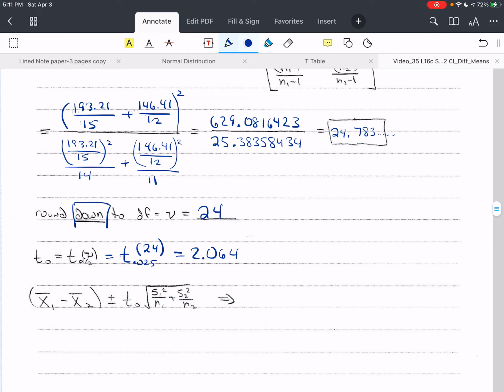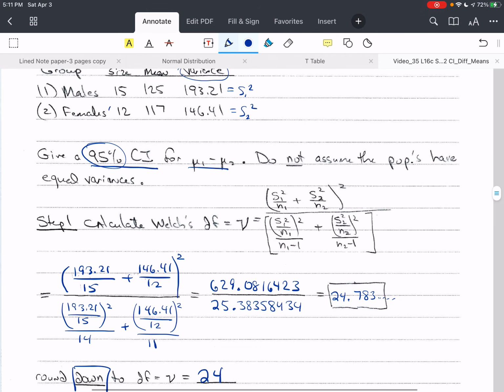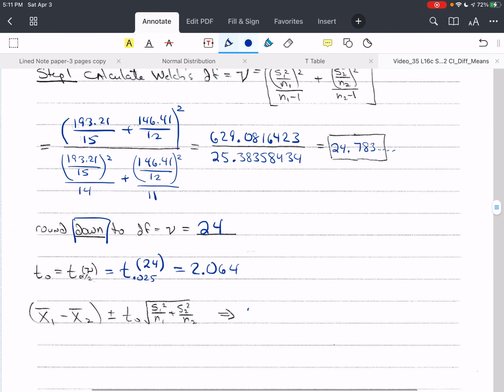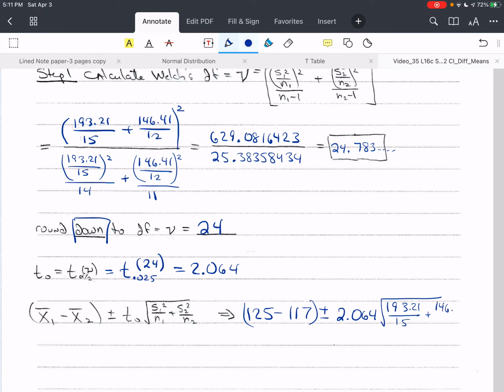Now we're ready to plug into our formula for the confidence interval. So x bar 1 was 125, x bar 2 was 117. Then we have plus or minus t naught, 2.064, square root of 193.21 over 15 plus 146.41 over 12.